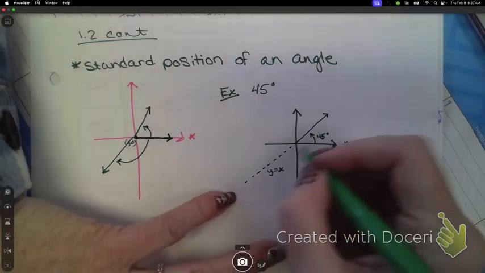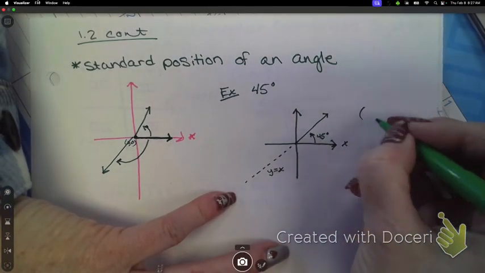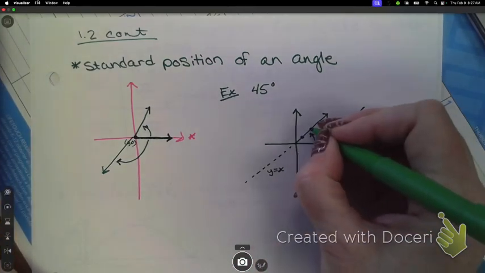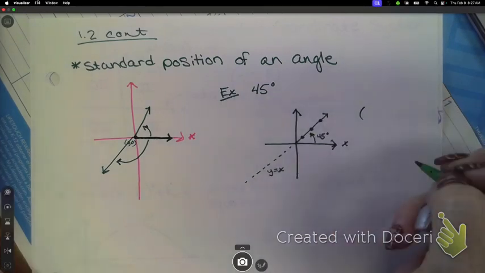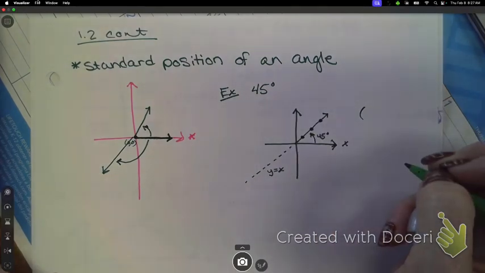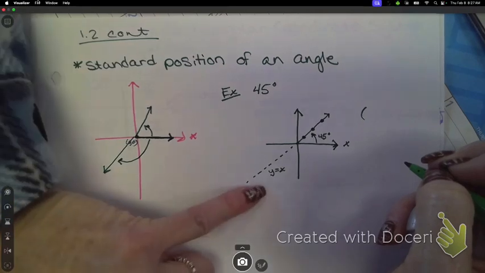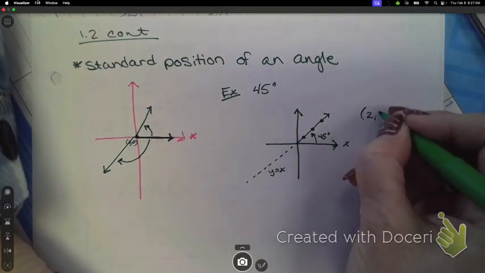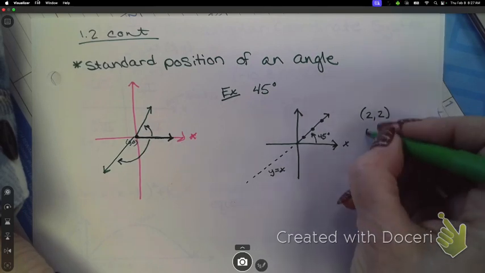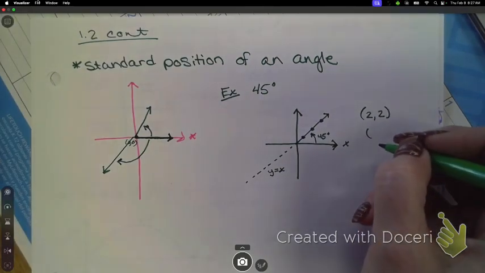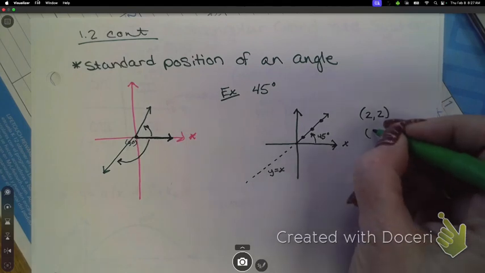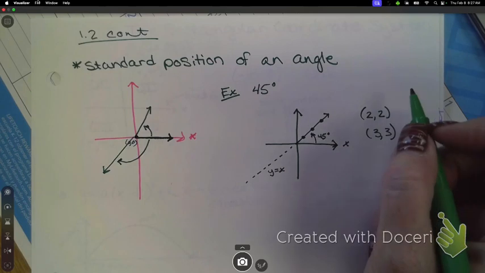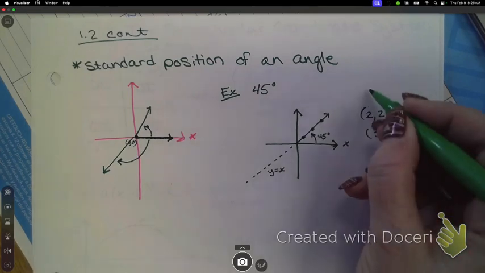So give me a point on that line. On this angle, on this ray, give me some points. You just told me the equation was y equals x. 2, 2. Give me one. 3, 3. Give me one. 7, 7.